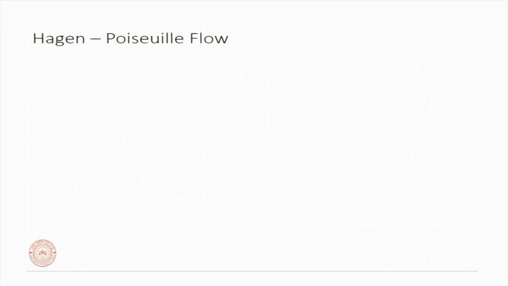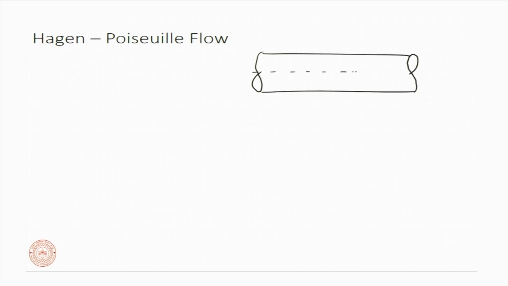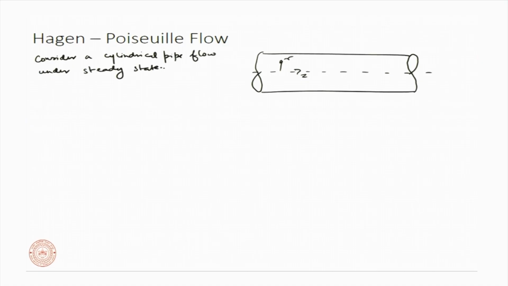If we look at the Hagen-Poiseuille flow, then the Hagen-Poiseuille flow is through a pipe, it is a cylindrical pipe. Now we are changing coordinate systems, and this is our z coordinate and this is our radial coordinate r. So we are considering a cylindrical pipe under steady state. If it is cylindrical, then you can also consider that there is a radial symmetry.